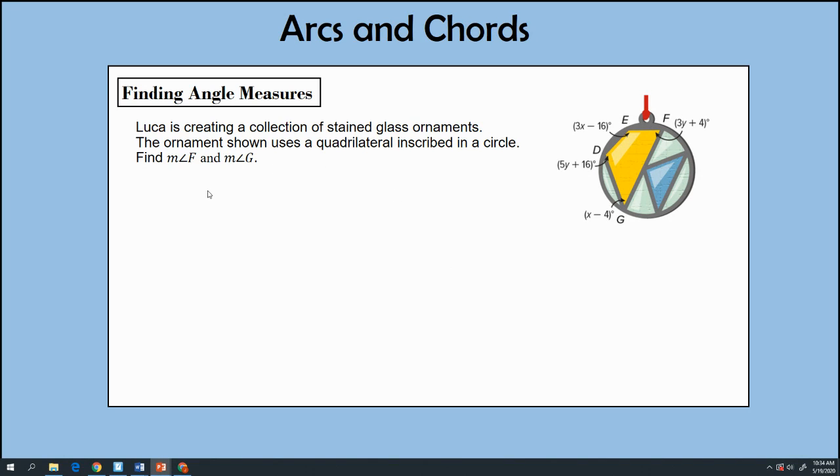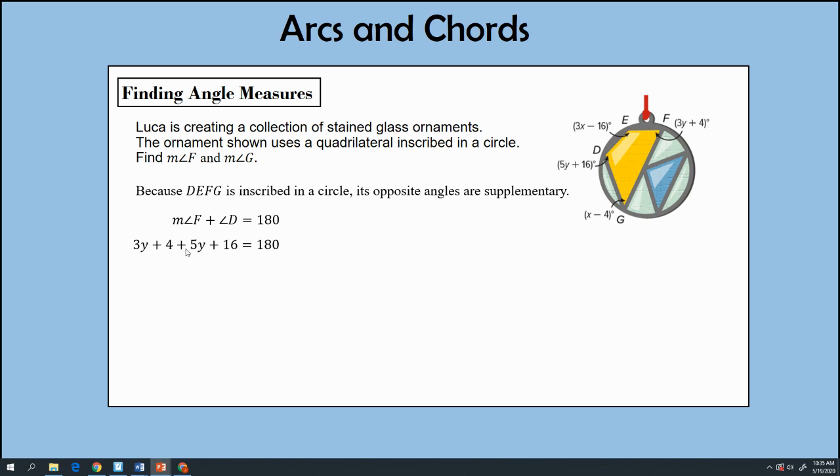Now, we're trying to find angle F, this one right here, and angle G. Because it is inscribed, DEFG is an inscribed quadrilateral, right? F is on the circle, E is on the circle, D is on the circle, G is on the circle, so it's inscribed. We know that both pairs of opposite angles have to equal 180. So the way we're going to go about it is we're going to do each one separately. F and D are opposite angles, so those two have to add up to 180.